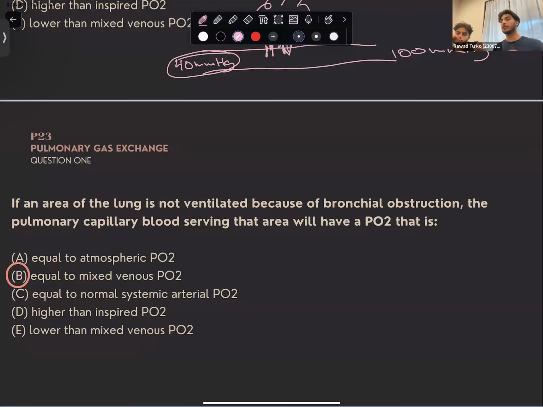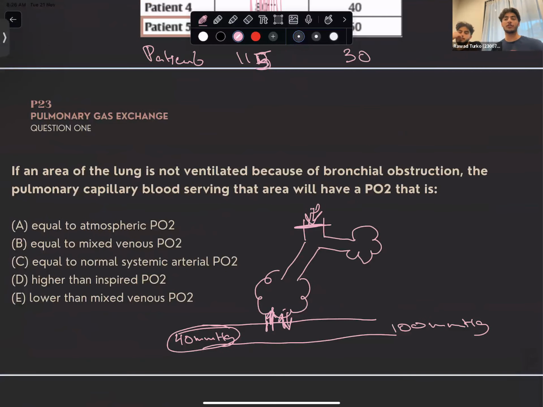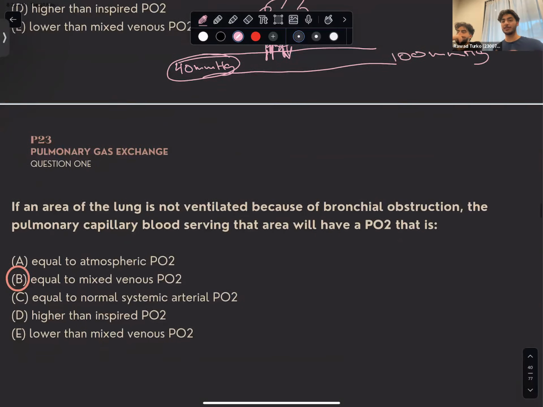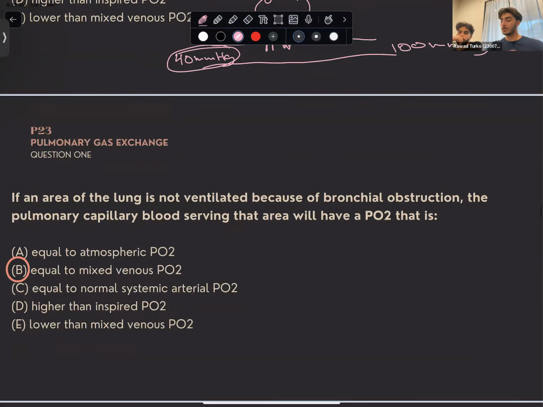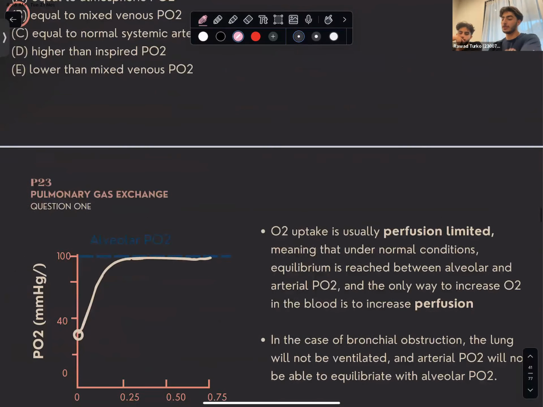It wouldn't be lower than the mixed venous pressure because you're not losing more oxygen. You're either increasing your PO2 in normal situations when there's normal diffusion, or you're remaining the exact same when there's a blockade or a bronchial obstruction. Okay, does that make sense? So this is the explanation.